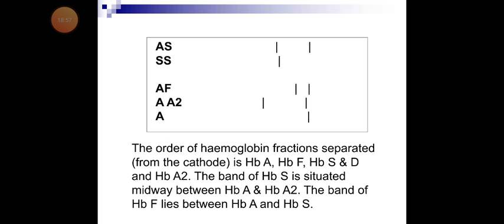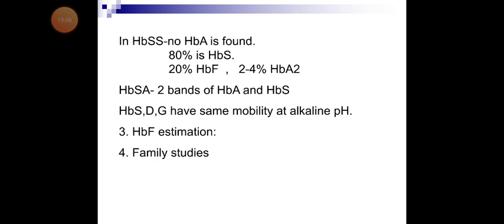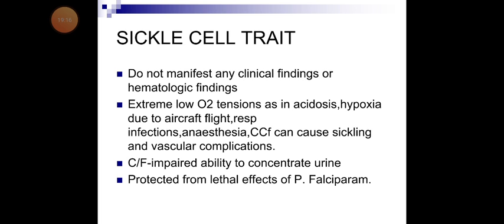The order of hemoglobin fractions separated is HbA, F, S, D. The band of HbS is situated midway between HbA and A2. The band of F lies between A and S. HbS is 80% in case of homozygous disease, and in AS it is 40%. HbF estimation and family studies are the other investigations. Sickle cell trait means a heterozygous state.